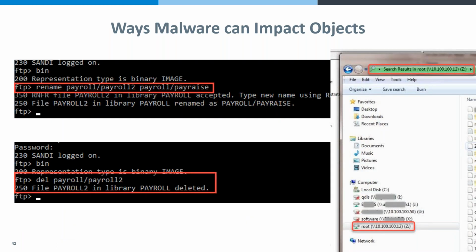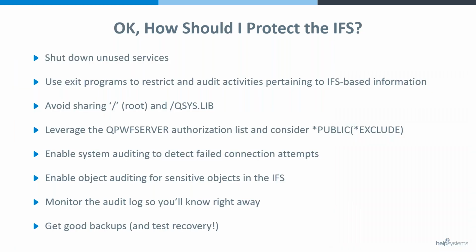Renames and deletes are possible, right? So here we see a rename of a native object, we see a delete of a native object. On the right-hand side there, we see a view through Windows Explorer where at the bottom, I have a root mapping mapped into a system on my box, right?